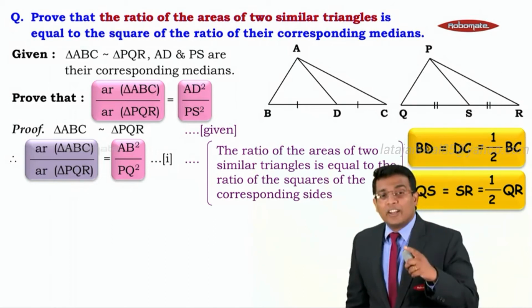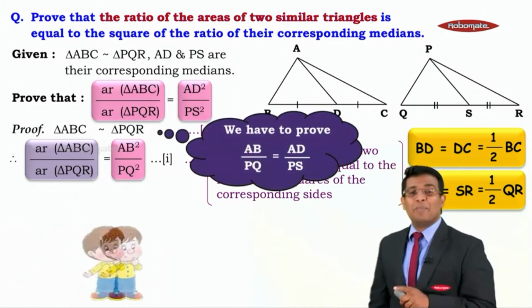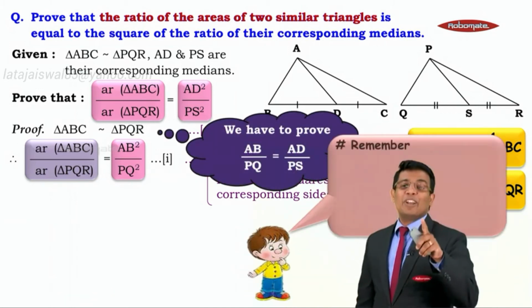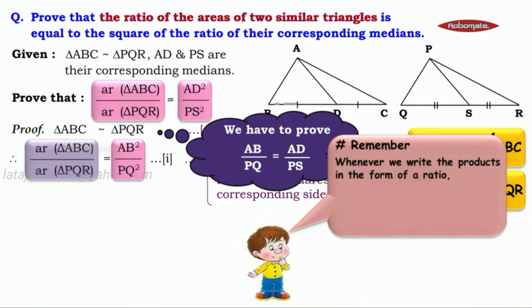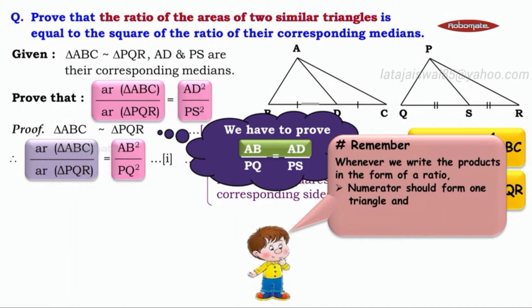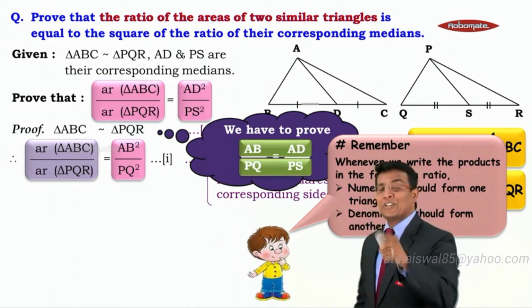So the squares are there, we just need to get those ratios equal, that is AD upon PS is equal to AB upon PQ. That means if we have to prove this, we need to get AB upon PQ equal to AD upon PS. Now remember, when we want these two ratios to be equal, the numerator should form one triangle and the denominator should form another triangle. Then we can get those two triangles similar and we can get these ratios equal.